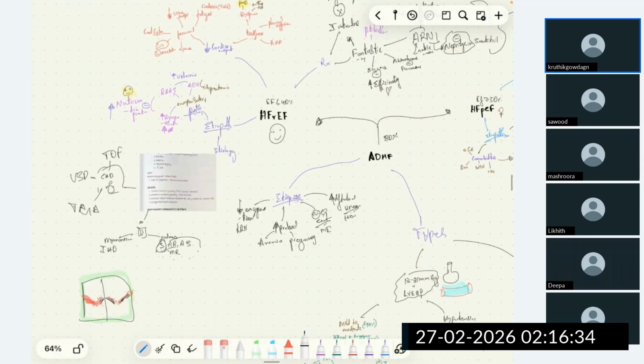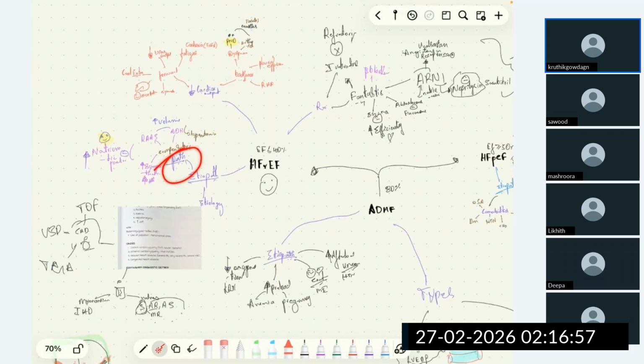So I talked about etiology. Etiology can be congenital heart diseases and adult onset diseases like ischemic heart disease, severe aortic regurgitation, severe aortic stenosis, and then severe MR, that is mitral regurgitation. This is about the etiology. What are the pathological processes occurring in the body which lead on to the symptoms that we see in the patient?